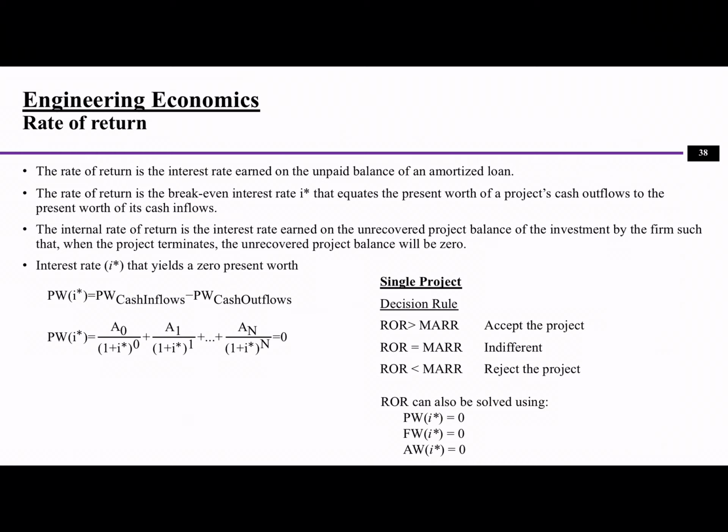All right. So how do we calculate the rate of return? We can use an equation setup like this: the present worth value, right? We convert all the cash flows to the present value, and let it equal 0. If it is equal to 0, then the interest rate we get is the rate of return, right? And how do we make decisions based on the rate of return?